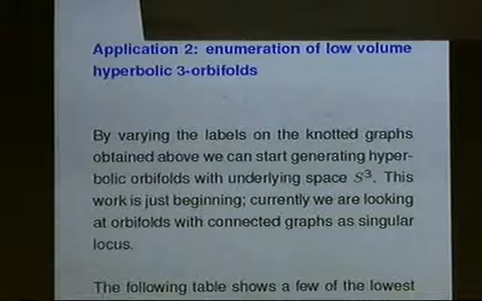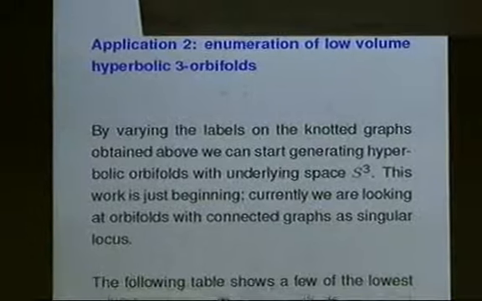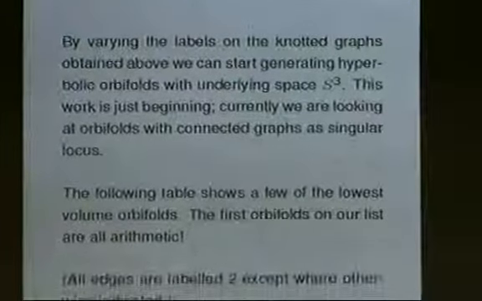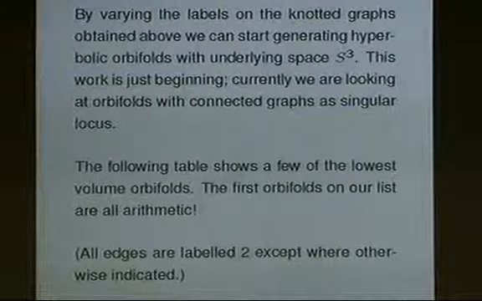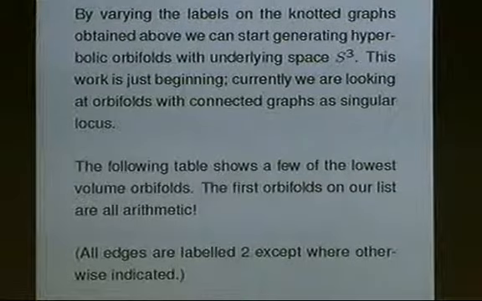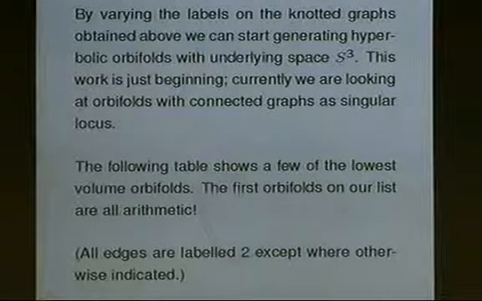Okay, so now, what can we do? Well, the idea is just to start with these knotted graphs, so they're trivalent graphs. You can start assigning numbers to all the edges. That gives you orbifolds. And then we want to try and look at which ones have hyperbolic structures. So again, you can try and do this using Orb. So I'm just going to show you a few of the interesting things that come at the start of the list.